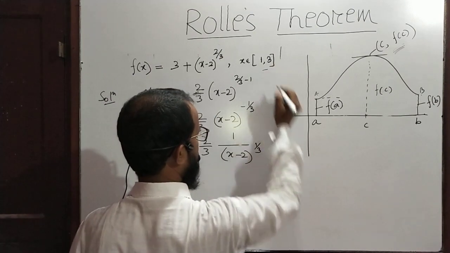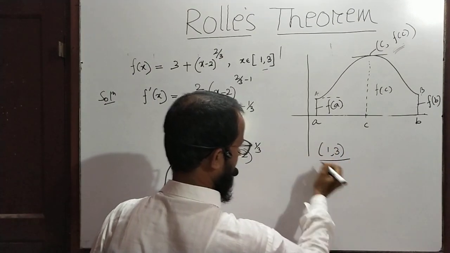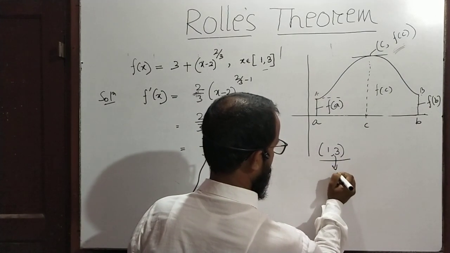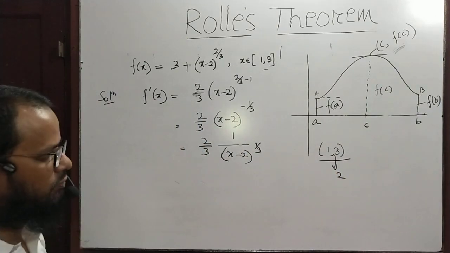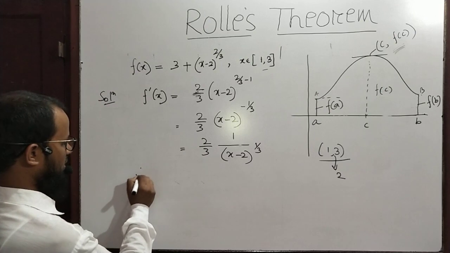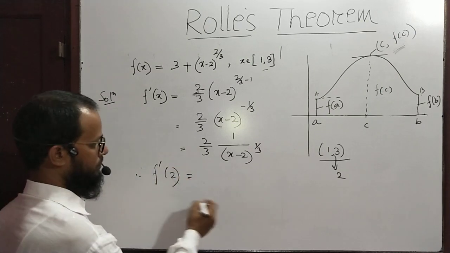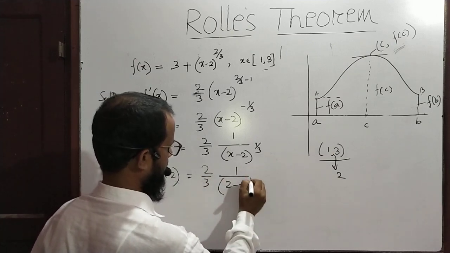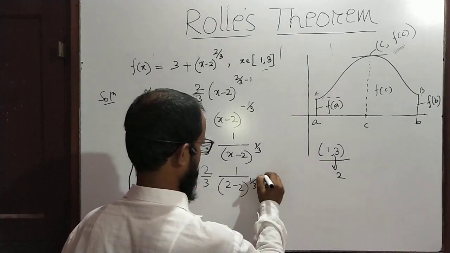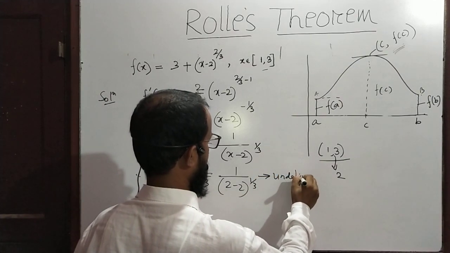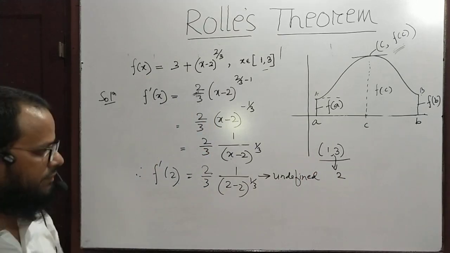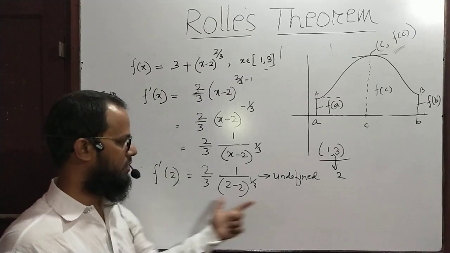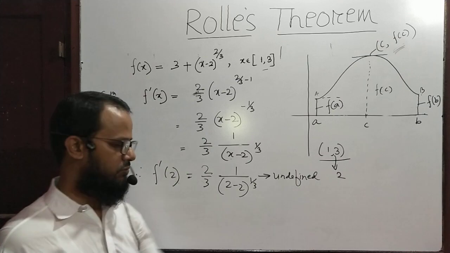Now in this open interval you have to show that the function is differentiable. Consider a point in this interval, that is 2, between 1 and 3, and see what f'(2) is. If you put x equal to 2 here, you get (2 - 2) to the power 1/3 in the denominator, which is 0, so it becomes 1 by 0, which is infinity, undefined. So f'(2) is undefined.